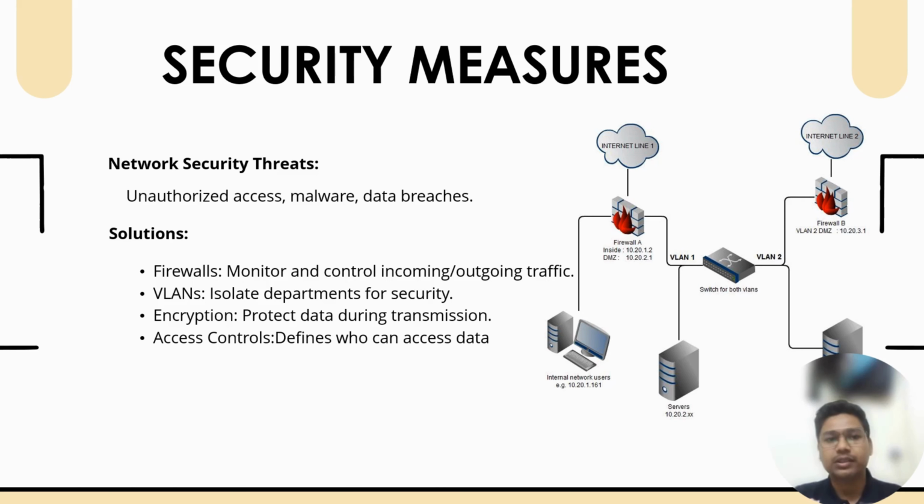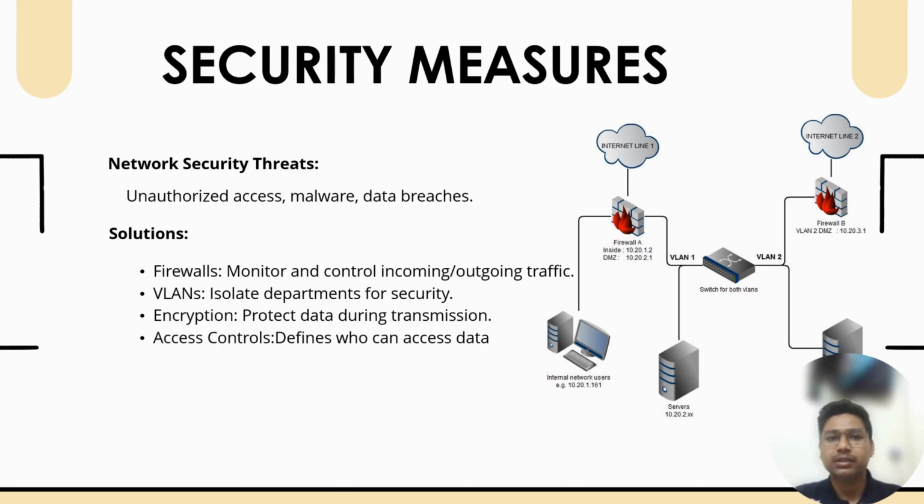Fourth one is access control. Access controls define who can use which part of the network and what they can do. This prevents unauthorized users from accessing sensitive data or systems. For example, in an organization, only HR staff can access payroll data and only IT staff can modify network settings.